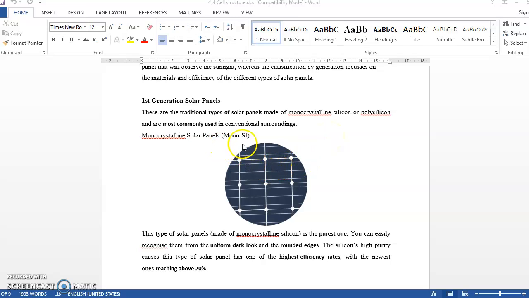So the monocrystalline solar panel, which we can find out from the circular shape differentiation. So its design is like this. This type of solar panel is made of monocrystalline silicon. We know that silicon is a mud, right? This is the purest one. So you can easily recognize the uniform, dark look and rounded edges. These rounded edges are very easy to find out, which is made up of monocrystalline.